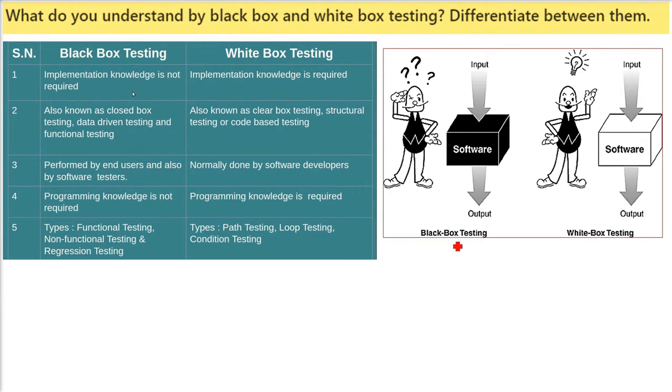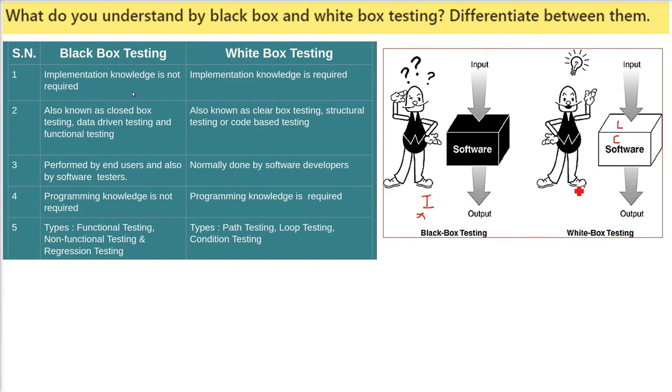In black box testing, the internal structure, the internal code, is not known to you. In white box testing, you are aware of how the code is written, what is inside. So the looping, the structure, the constructs, all is known to you. In black box testing, implementation knowledge is not required because you are just going to check the functionality.